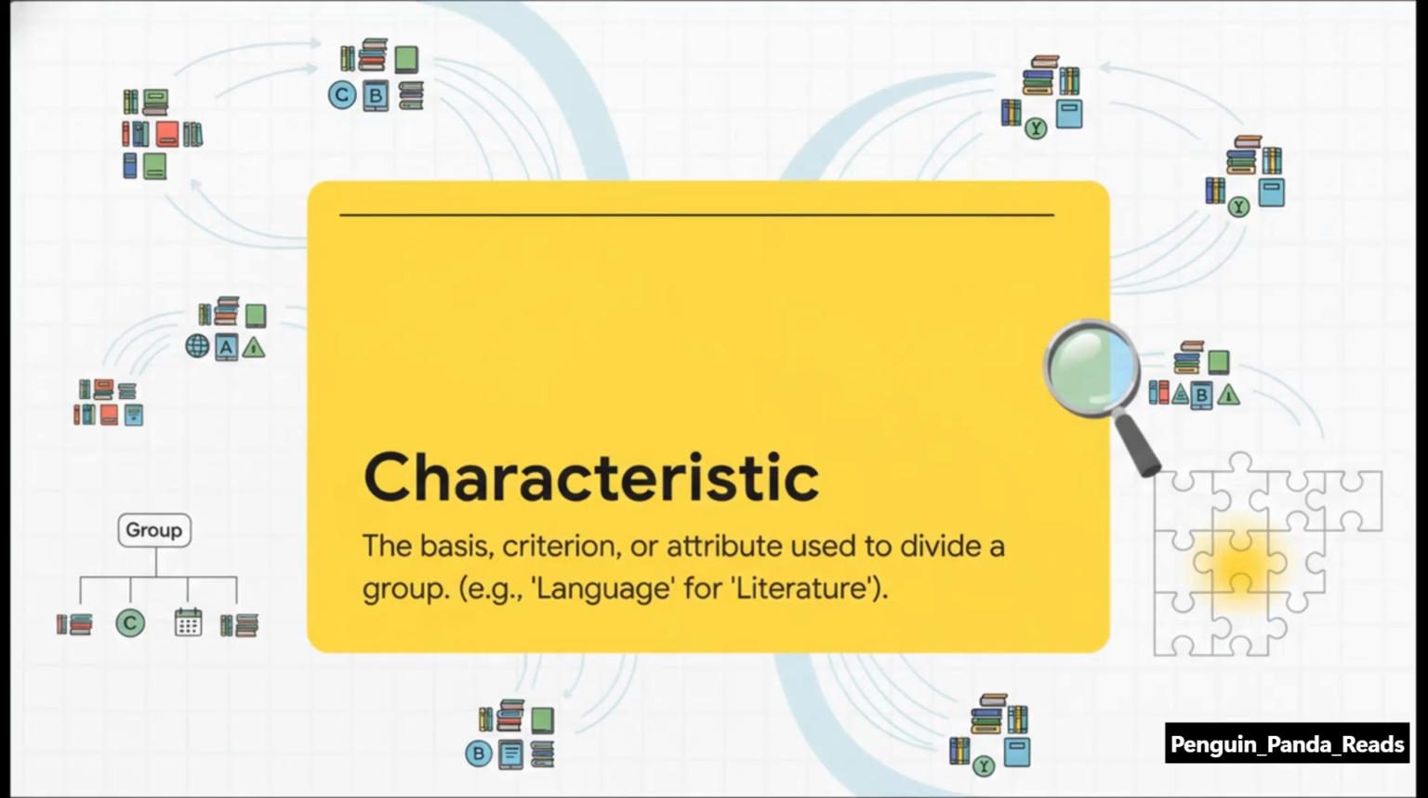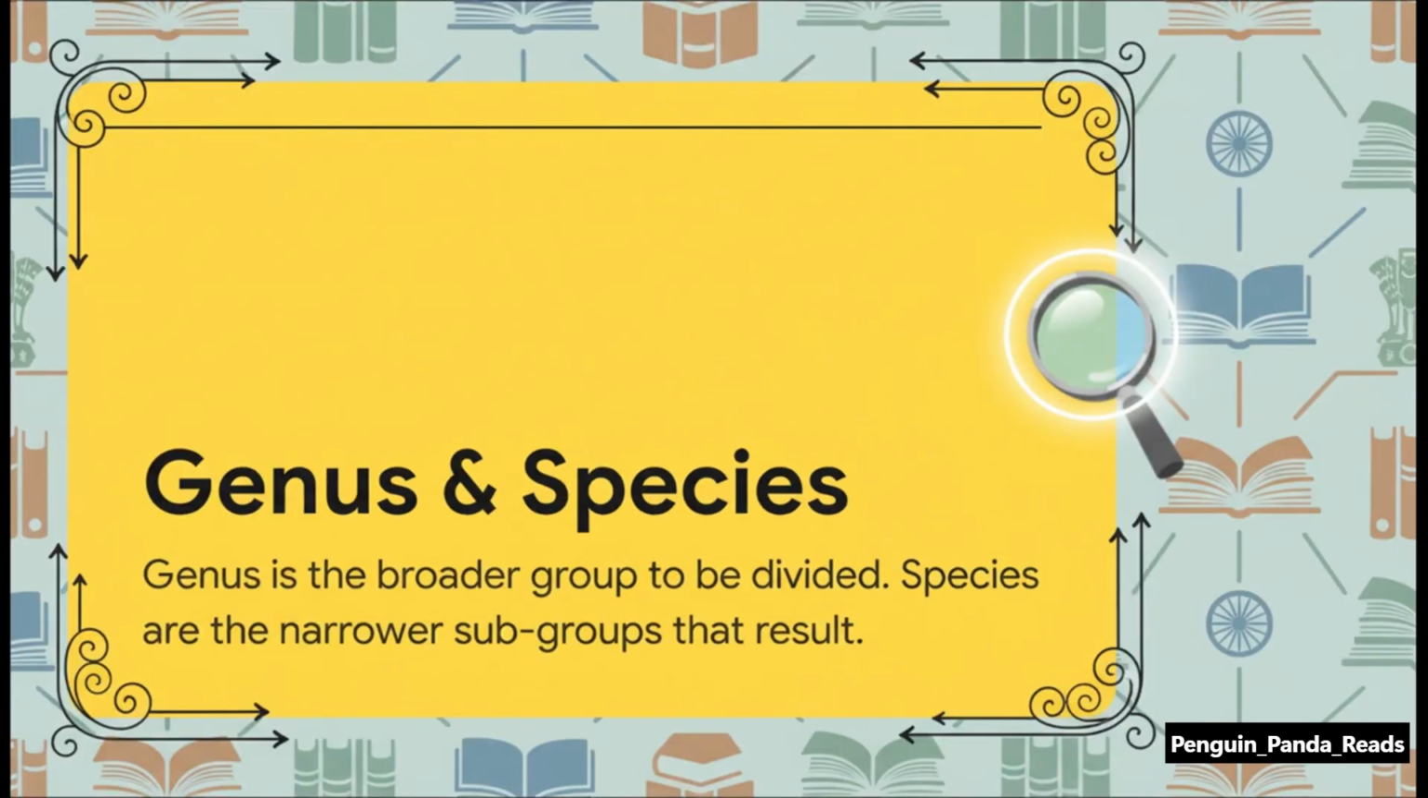Next, characteristic. This is maybe the most important concept. It's the reason you're dividing a group. It's the basis for the division. A good, consistent characteristic leads to a useful system. A bad one just leads to confusion. And finally, genus and species. These are the fundamental building blocks. Just remember, genus is the big, broad group you start with. Species are the smaller, narrower subgroups you create from it.